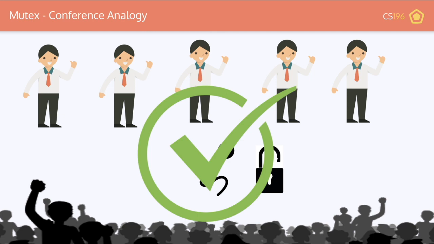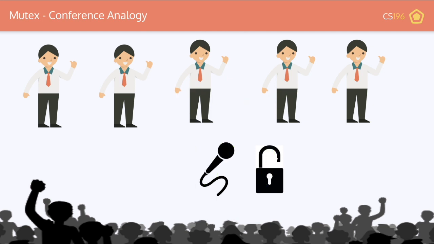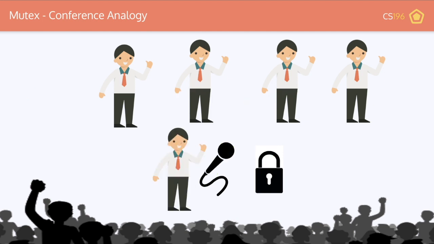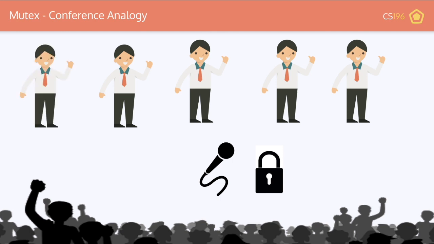Unfortunately, mutexes are a little more complex than that. Let's say, for example, speaker 1 goes over here. He's talking to the audience, having a great time. But then he leaves and he takes the microphone with him. He forgot to unlock the mutex.